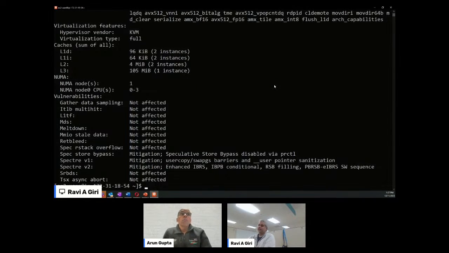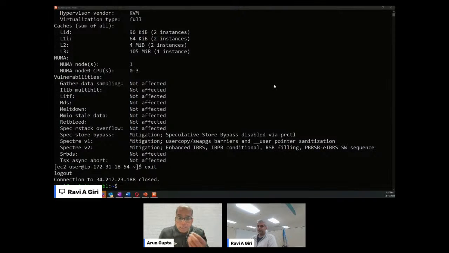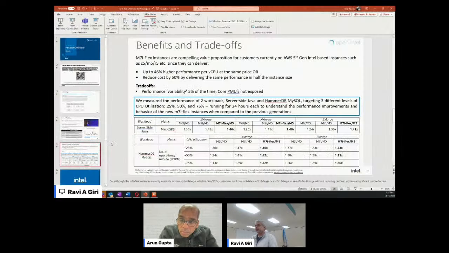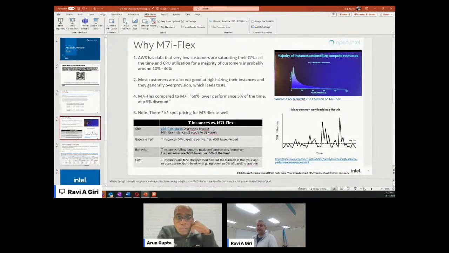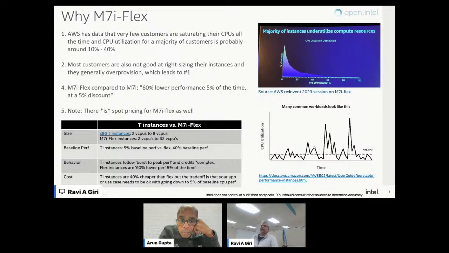Now, this M7i Flex instance, could this be used anywhere, like as a Kubernetes worker node, a regular EC2 compute instance, wherever EC2 images could be used? Yes, absolutely. I don't actually see a limitation in terms of where you would use it, other than, of course, where you don't ever want a scenario where your 5% of the time impact happens when there is a spike in your workload.